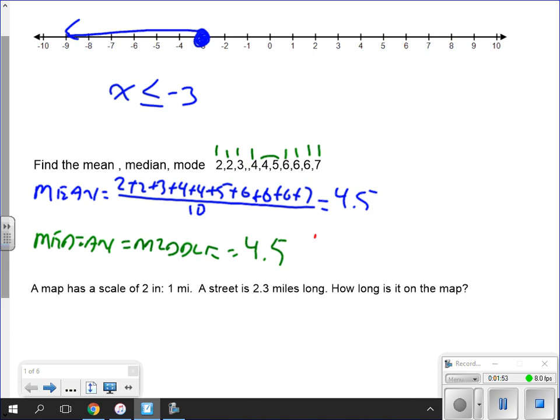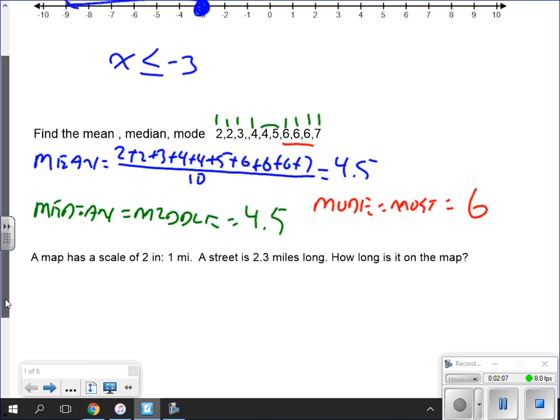And then it asks for the mode, which is the most common. It's the number that appears the most. In this case, that's 6, because I have 3 6s and I do not have 3 of any other number. Right?